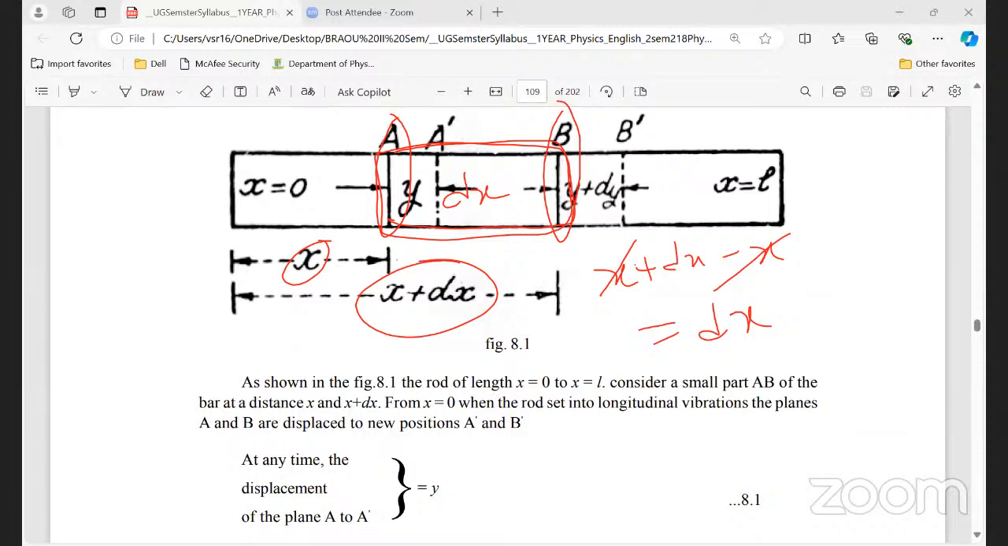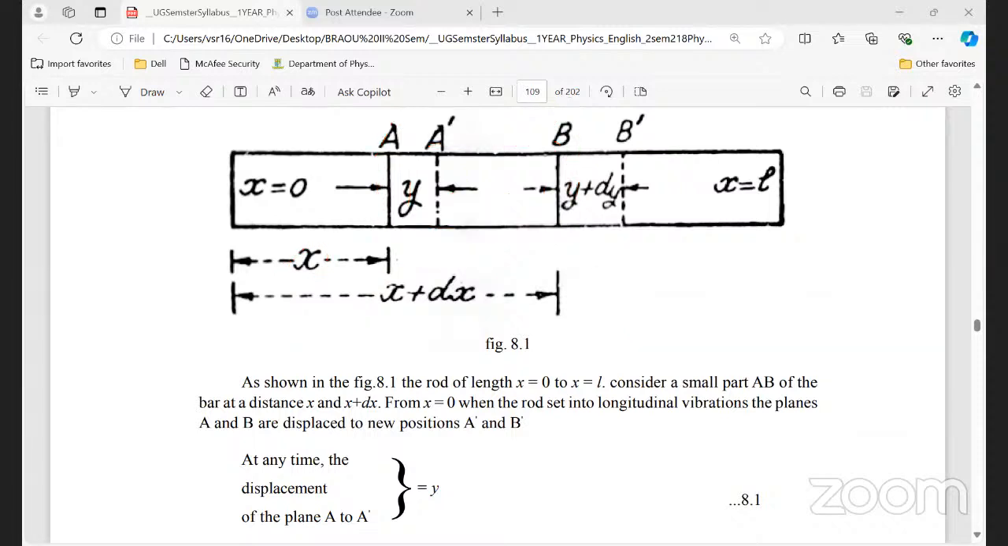So here, from x equals 0, when the rod is set into longitudinal vibrations, the planes A, B are going to be displaced into a new position, that is A to A dash as well as B to B dash. Is it clear? A to A dash and B to B dash. So the position is going to change, that means y changes into y plus dy.